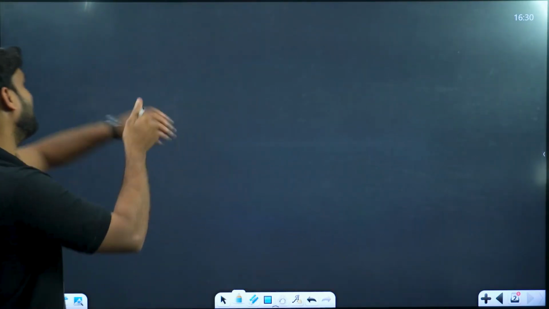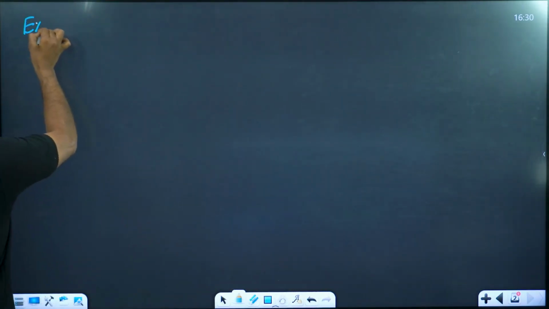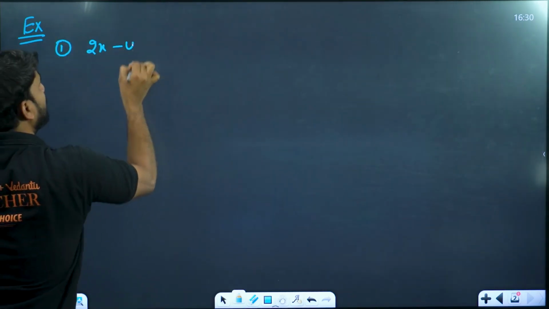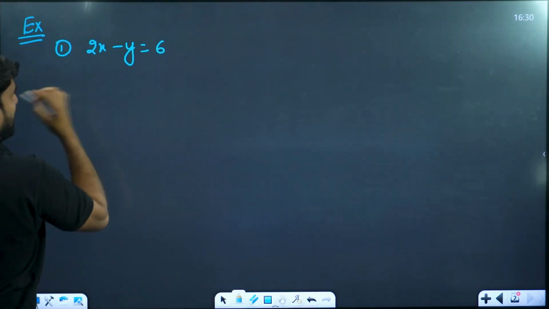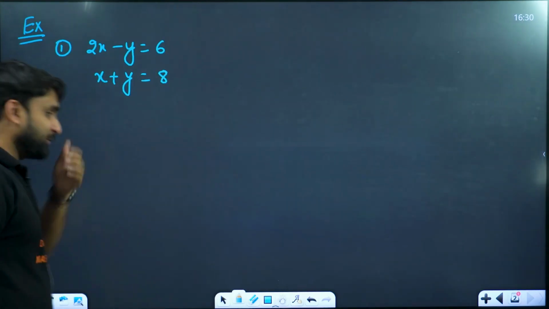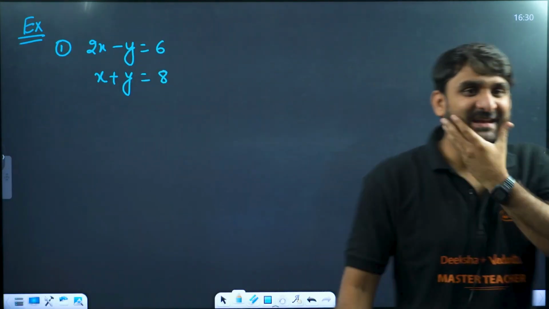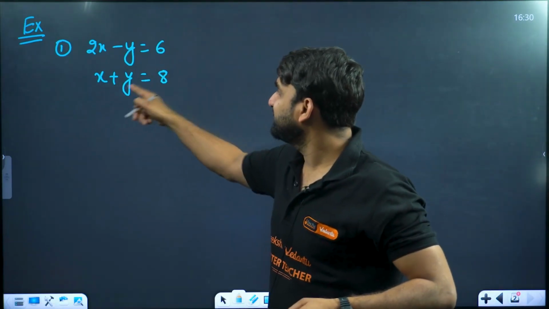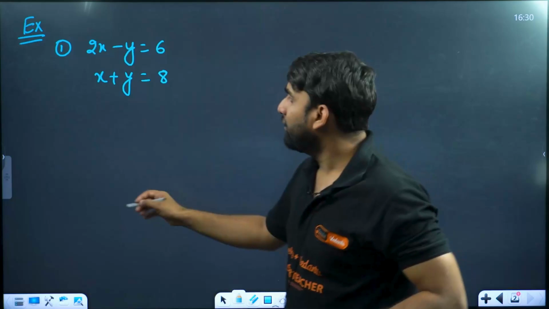Let's check it with an example. I'm having 2x minus y is equal to 6, and one more equation, x plus y is equal to 8. Can you see here? Two equations we have. Now find out a1.